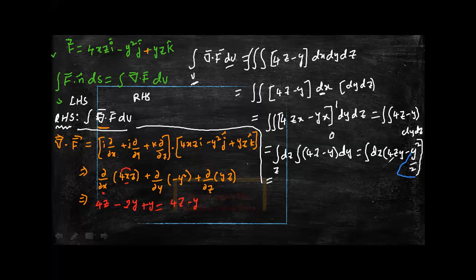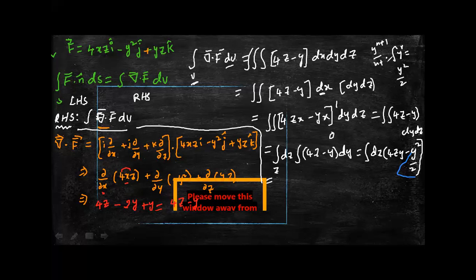So is it clear now? So then y I completed, 4zy, and the integral of y is y square by 2. Why? Because the power is 1 there. So y power n plus 1 by n plus 1. So you need to add 1 to the power, and I got y square by 2. Now I have to apply the 0 to 1 limit. So when I apply the y value 1, I get 4z minus 1 by 2.